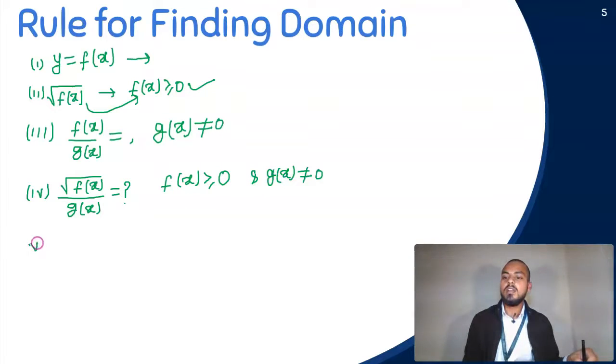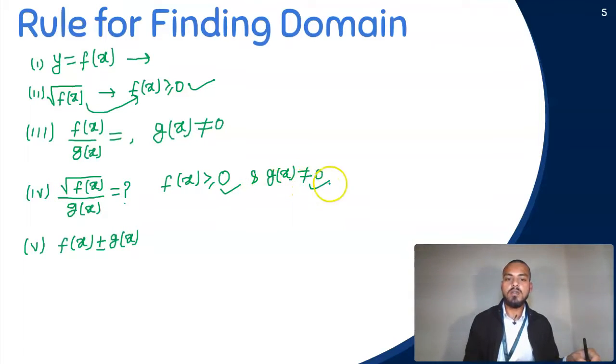And suppose the function is given in this form like f(x) plus g(x), then what is the domain in this case? So in this case the domain is the intersection of these two conditions. Suppose this function is only defined if f(x) ≥ 0 and g(x) ≠ 0. So in this case the domain is equal to the intersection of these two conditions. Suppose its domain is D1 and the domain of this function is D2. So the whole domain for this function is equal to the intersection of these two domains.